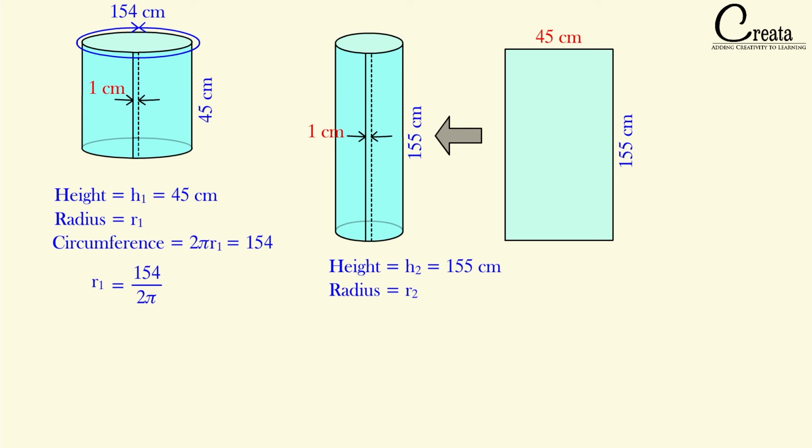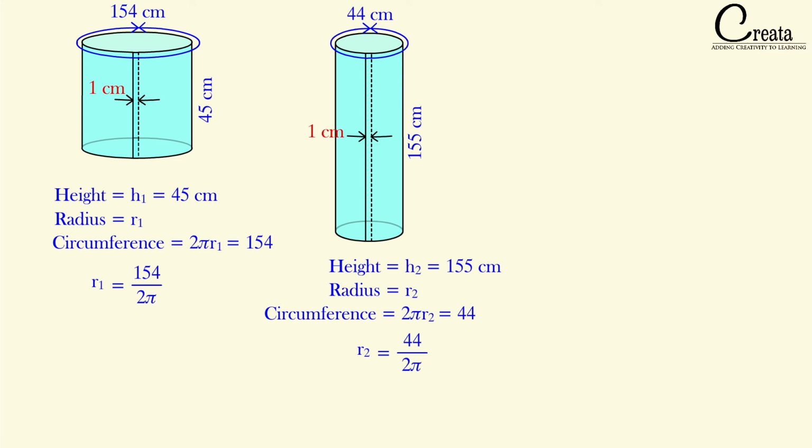Here the circumference is 44 centimeter. We can write it as 2 pi r2 is equal to 44 centimeter. The circumference formula we have used. Further, we got r2 as 44 upon 2 pi. Again, we are not solving for the actual radius. Just r2, the radius of the cylinder, we got as 44 upon 2 pi. So we got the height of both the cylinders and also the radius of both the cylinders.